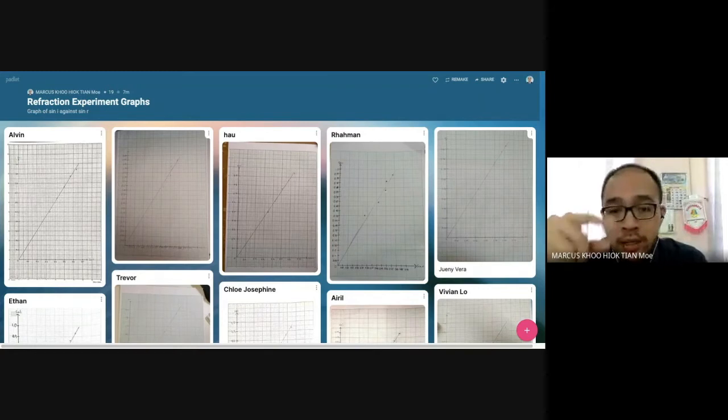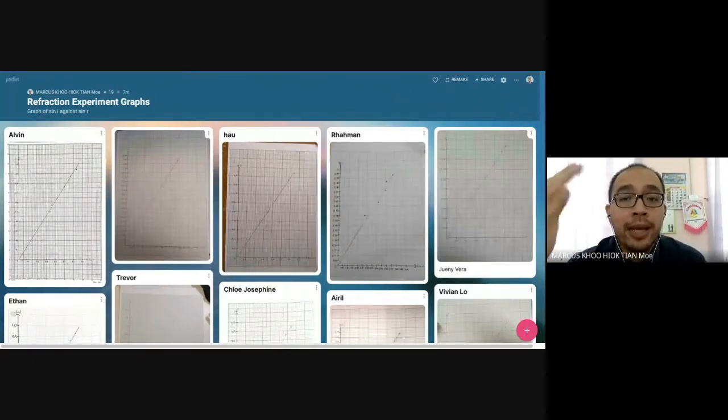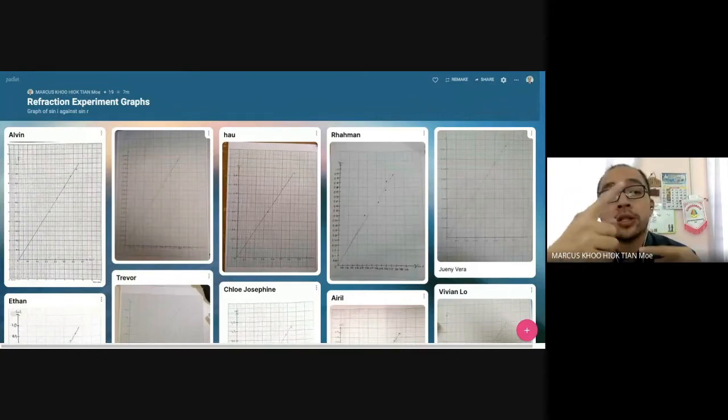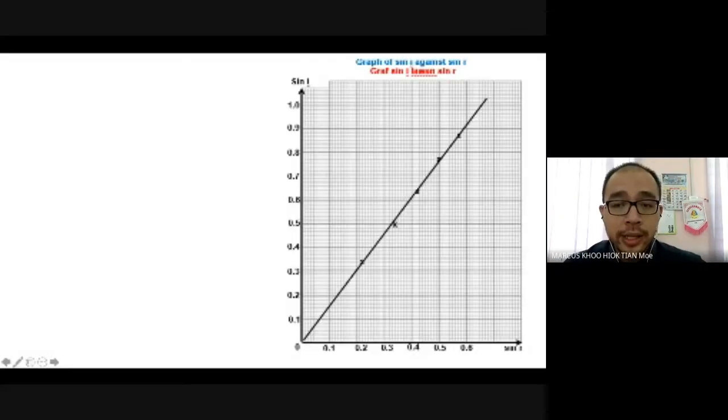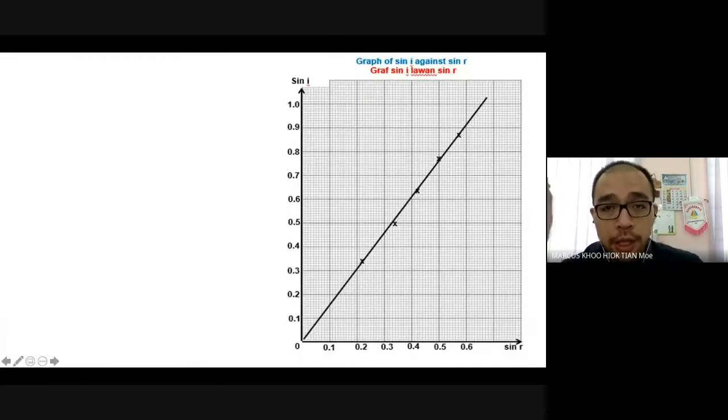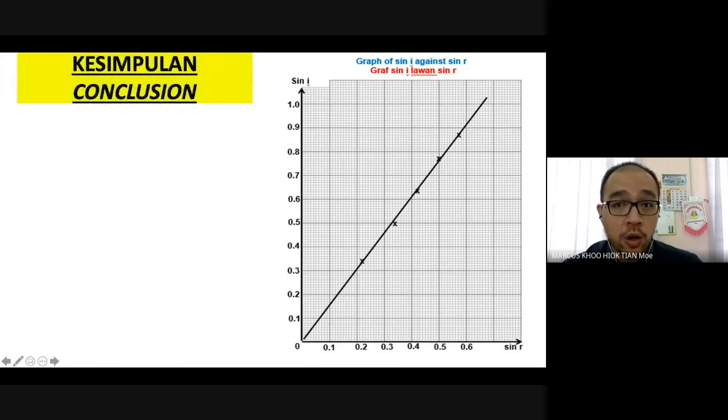So the r is always going to be smaller than the i if it is moving from a less optically dense to a more optically dense medium. And it's going to be the opposite for the other way. So that's our basic premise for the beginning of this. Take a look at your graph, and let's start with the conclusion.